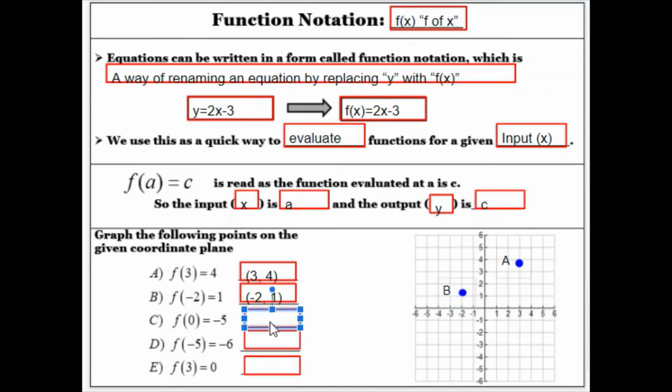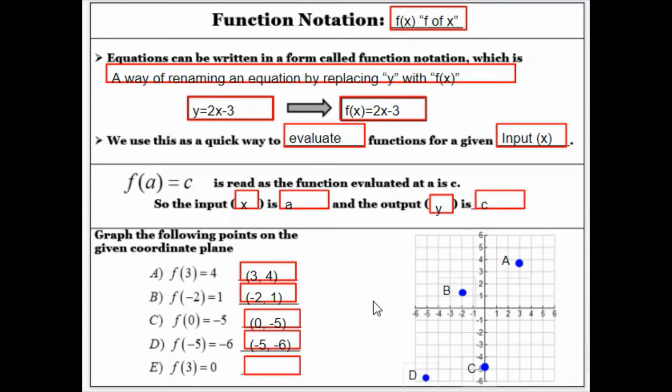Next one. C, f of 0 equals -5. So that means my input is a 0, my x value is 0, and my y value is a -5. So to graph that, I go over 0, so I don't go over at all, and I go down to -5. So that is about there. Point D, f of -5 equals -6. So x is -5, and my output, my y value is -6. So that point is left, x value is -5, and then down to -6.